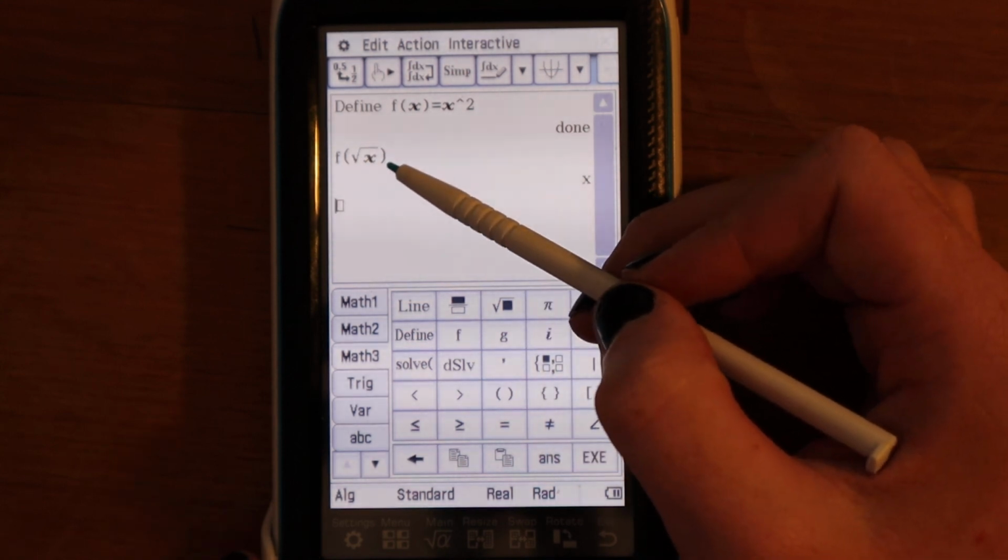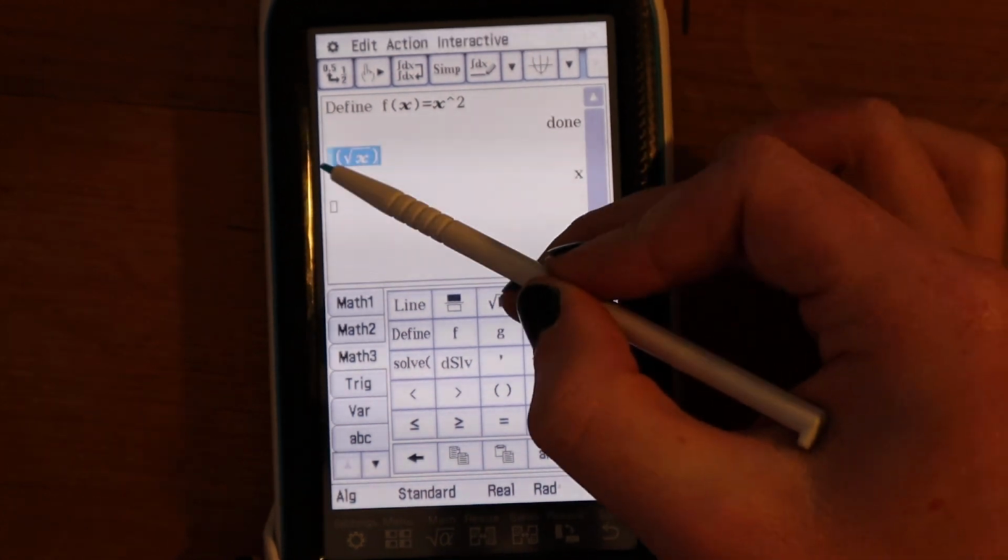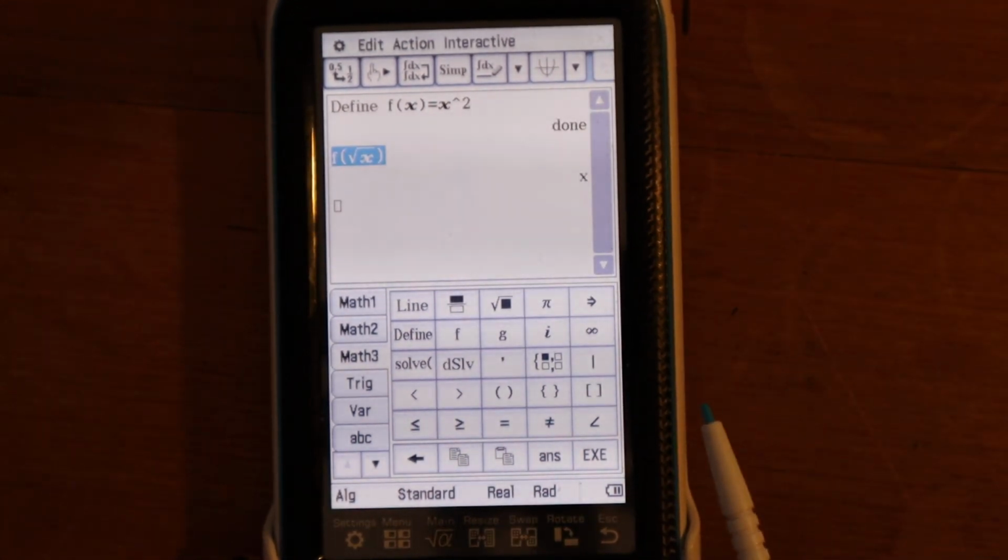This is really helpful in really large problems that have got multiple parts. But pretty much wherever you put f of x, you're going to get x squared. Okay.